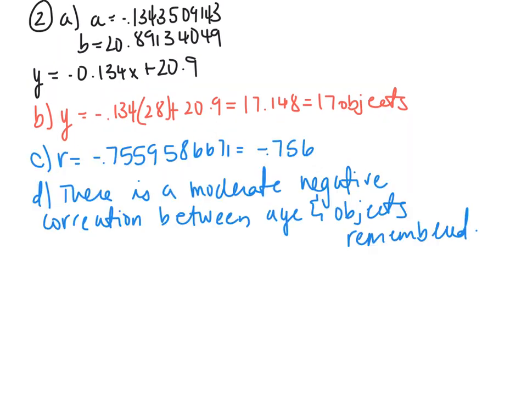Correlation coefficient, again, you should have gotten that when you got your linear regression up here. So you end up with negative 0.756. Because that's below 0.8 in magnitude, we would say there's a moderate negative correlation between age and objects remembered.